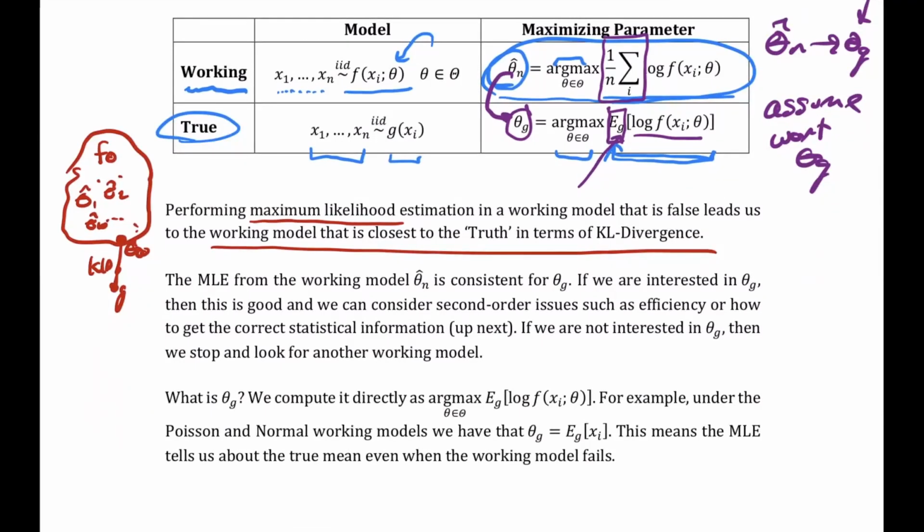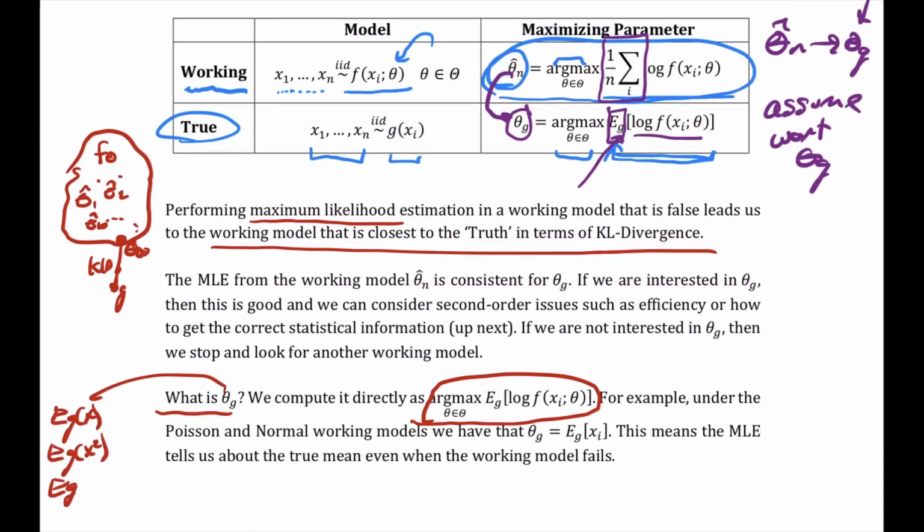It's good for us to understand what the process is here. So what is theta g? Well, you just have to compute it directly to figure out what it is. And very often theta g is going to be a function of some moments, like the expected value of x, the expected value of x squared, the expected value of log x, et cetera. There are no parameters in G because it's just G of X. So there's no theta to learn about because theta is the parameter that indexes your working model.